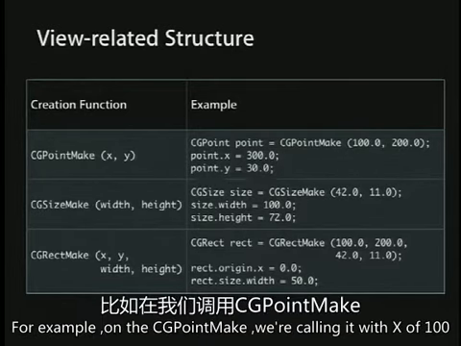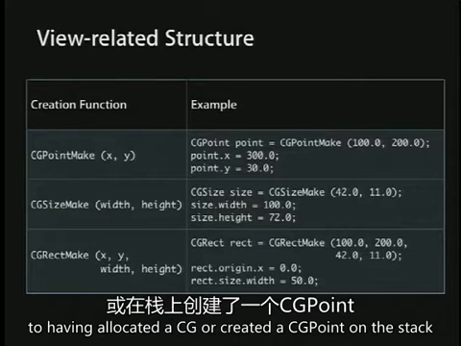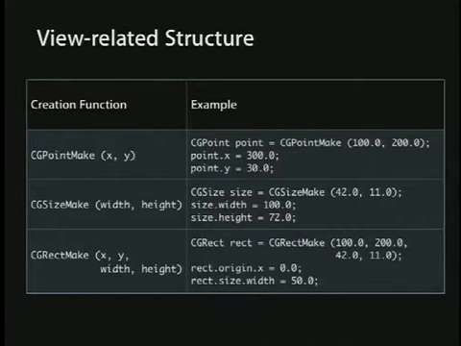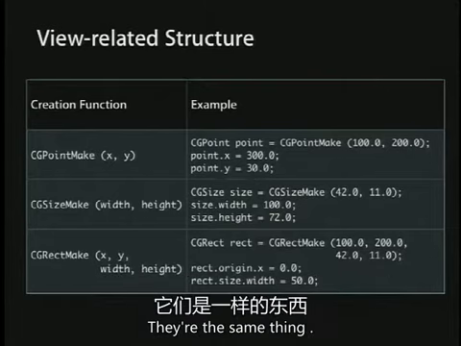For example, in the CGPointMake, we're calling it with an X of 100 and a Y of 200, which is equivalent to having created a CGPoint on the stack, and then just assigning point.x and point.y to those values. They're the same thing. Yes?